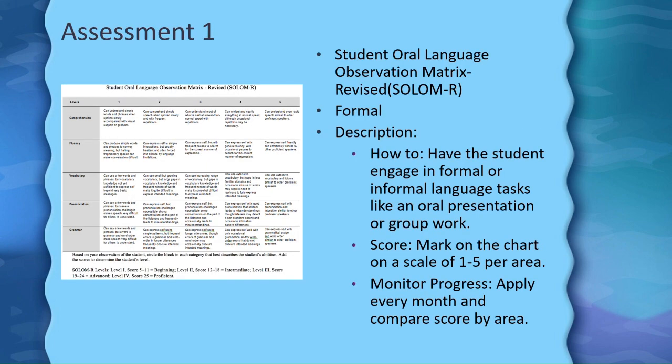So the first assessment is the Student Oral Language Observation Matrix. It is a formal assessment, and essentially the student will be observed by the teacher doing formal or informal language tasks, like an oral presentation or group work. So a teacher can assign something within the classroom and then do this in attachment to it. I have the score sheet presented here on the left. The teacher just marks off which one feels most appropriate, and then this test can be done every month, and then you can compare the scores by area.